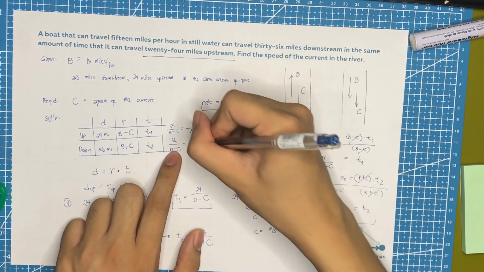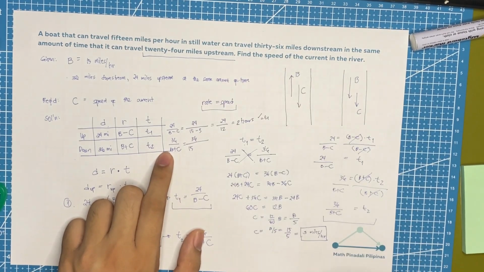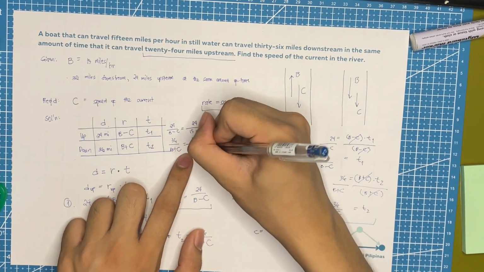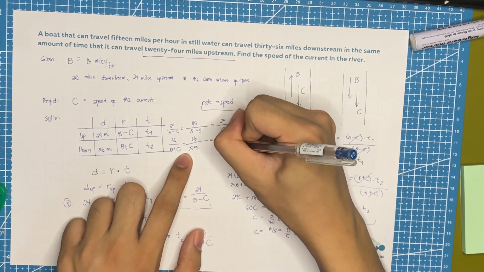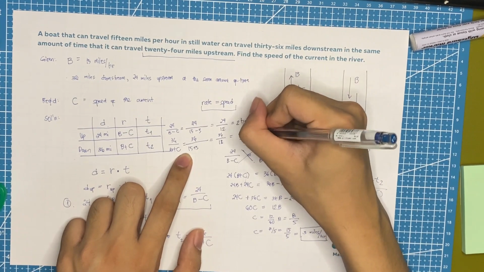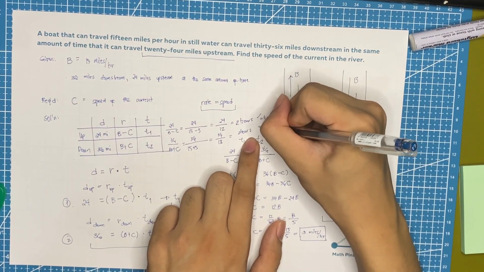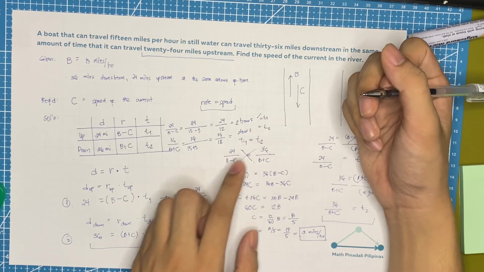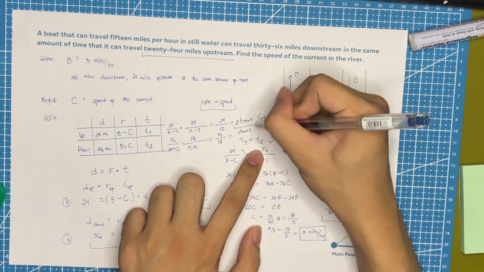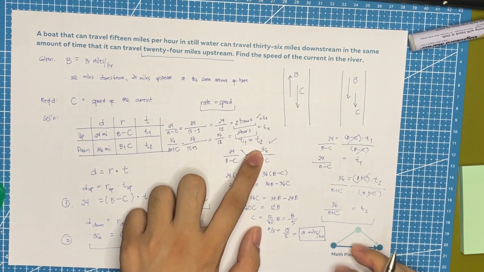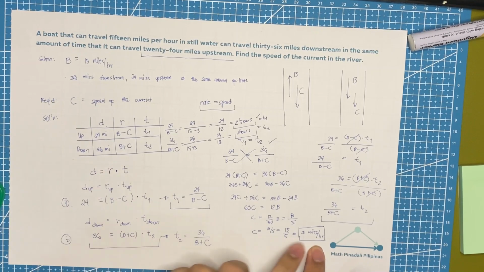Ngayon, this one, gawin din natin. So, that's 36 over 15, speed ng boat, plus speed ng current, plus 3. That is 36 over 18. That is 2 hours. So, that is our T2. Nakita natin that T1 is indeed equal sa T2 dahil 2 hours sila pareho. Okay? Again, our final answer would be 3 miles per hour.